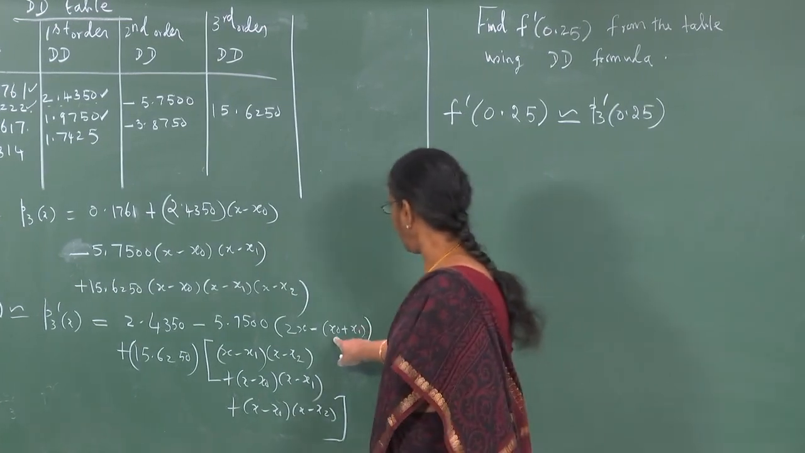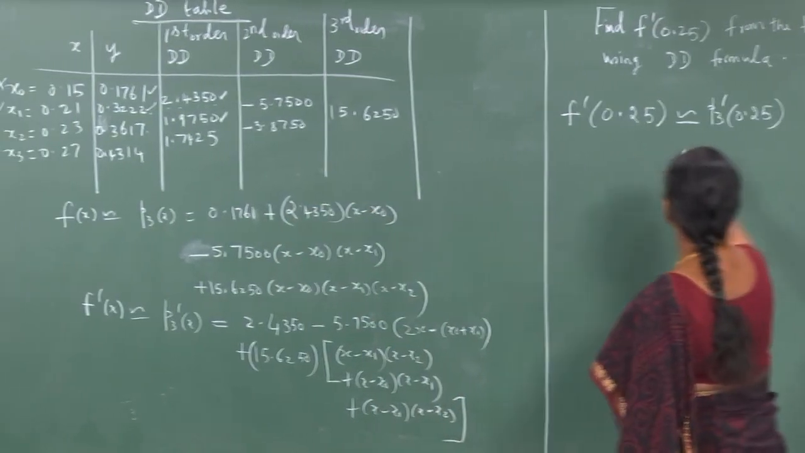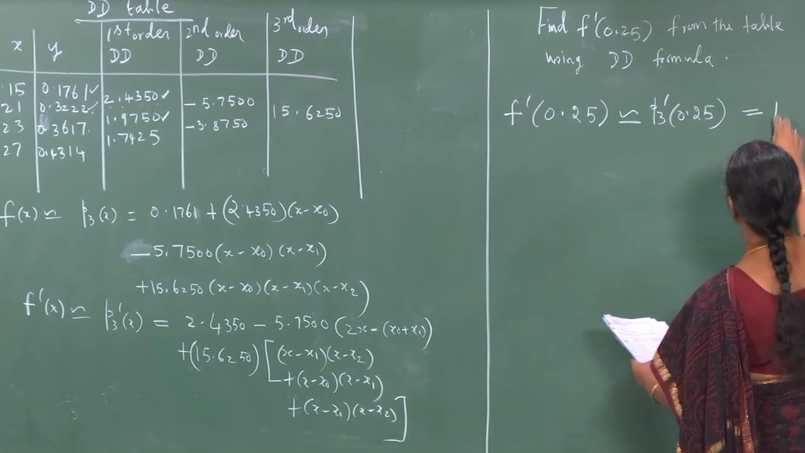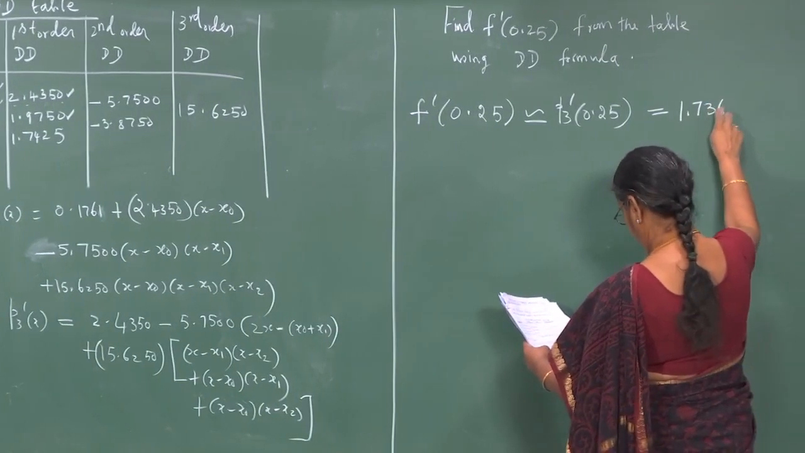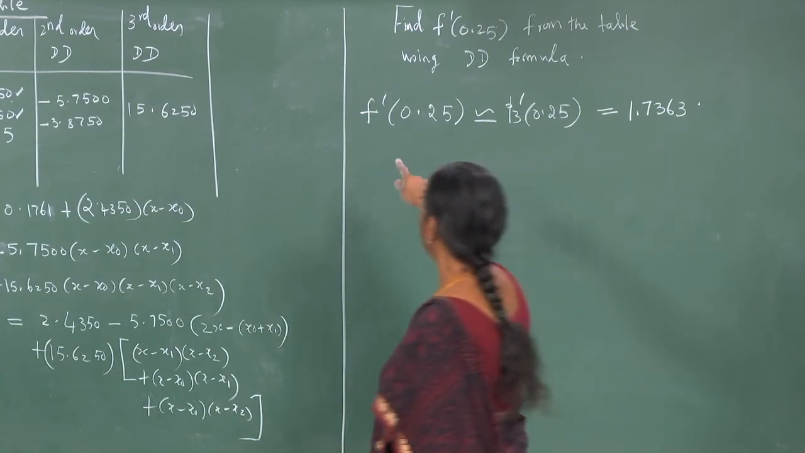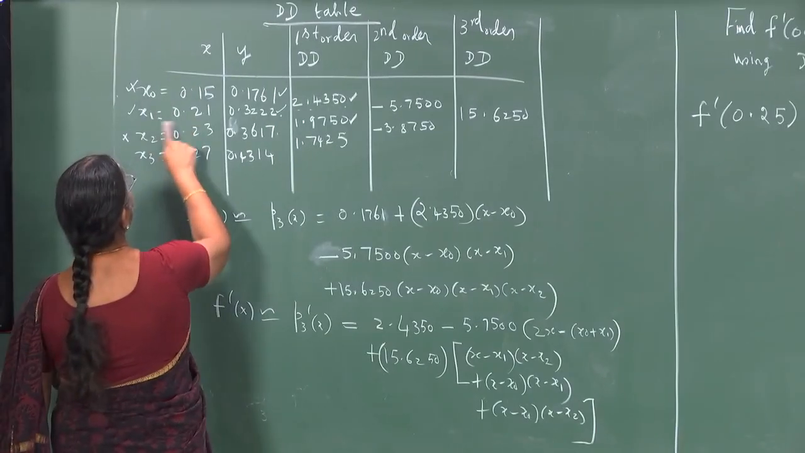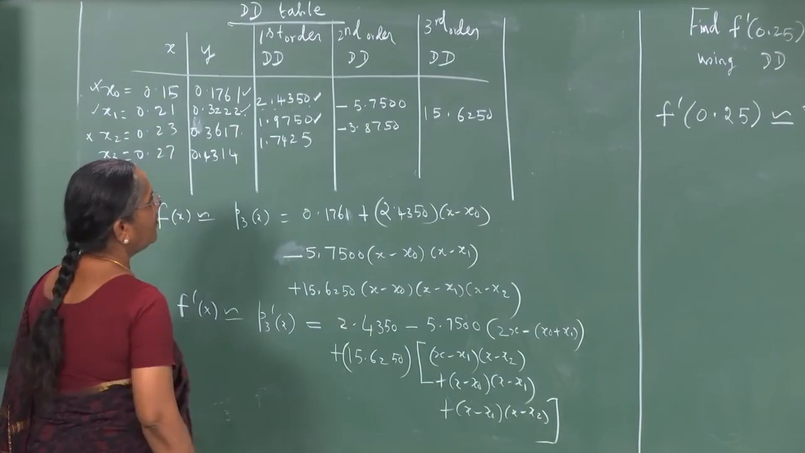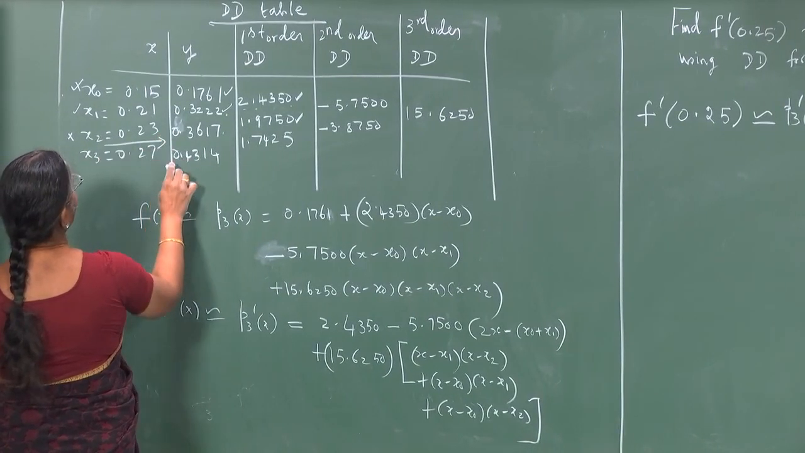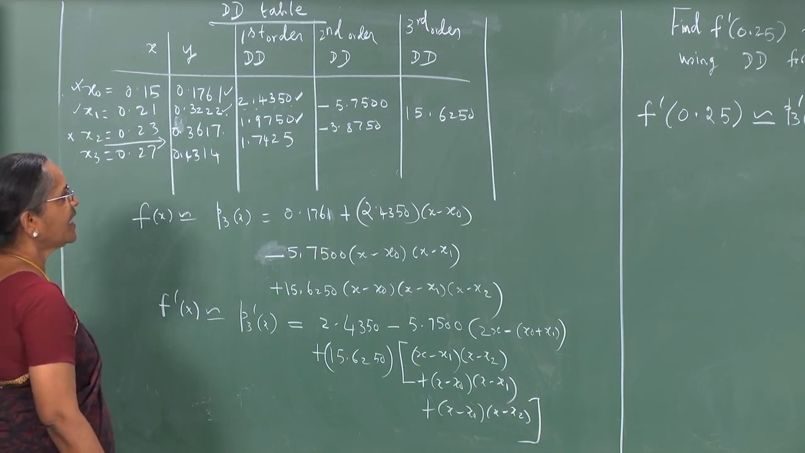And you know what x0, x1, x2 are, they are given in the table. So, if you substitute, you end up with the value which turns out to be 1.7363. So, this point x is not any of these nodal points. F dashed at 0.25, 0.25 is somewhere here. So, you require the derivative of the function to be estimated at this point.